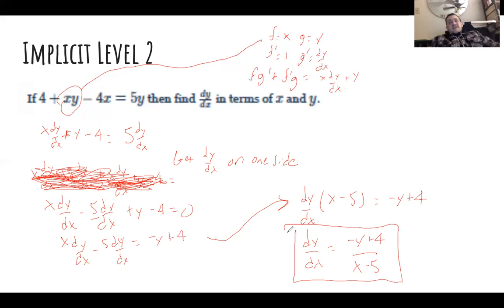I really encourage you to take a look at these examples that we just did and know when we write dy dx. So anytime we're taking a derivative with respect to y, that y does depend on x. So that's why we have to write that dy dx. And we always want to get that dy dx on one side, pull it out, and then get it all by itself.